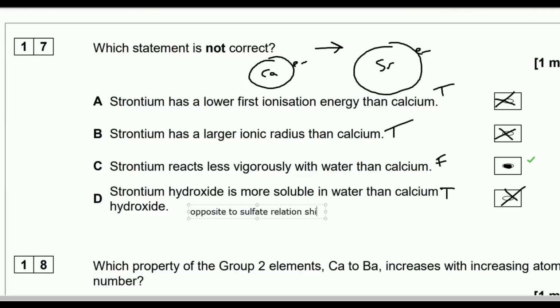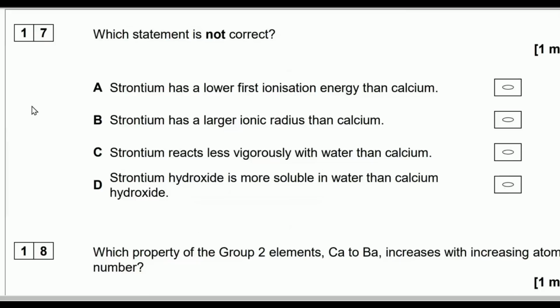Of course, the last one is also a true answer. Hydroxides do get more soluble down the group. You remember magnesium hydroxide is sparingly soluble higher up the group. And as we go down, they get more soluble. Whereas the sulfates get less soluble down the group, so they have like an opposite.